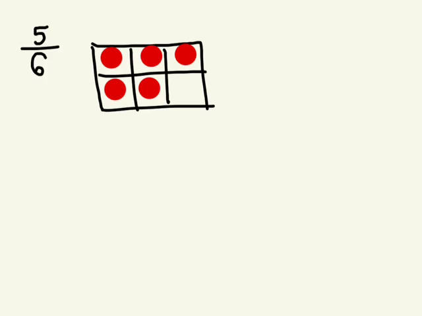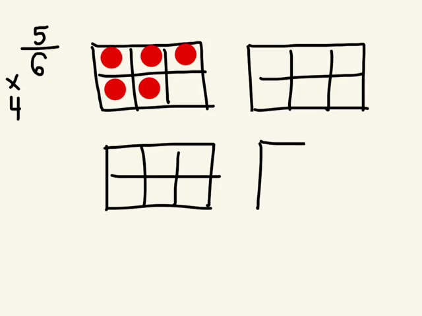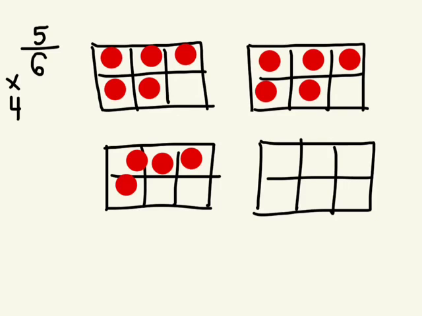Okay, now the question said 4 times, so we're multiplying this by 4, right? 4 times. So I'm going to draw this 4 times. Altogether, we're going to have 4 of these rectangle grids, and each rectangle grid should have how many counters in them? 5. Good. So 1, 2, 3, 4, 5, 1, 2, 3, 4, 5, 1, 2, 3, 4, 5.